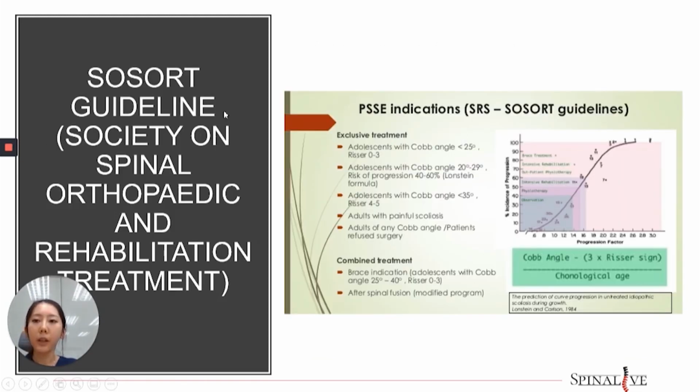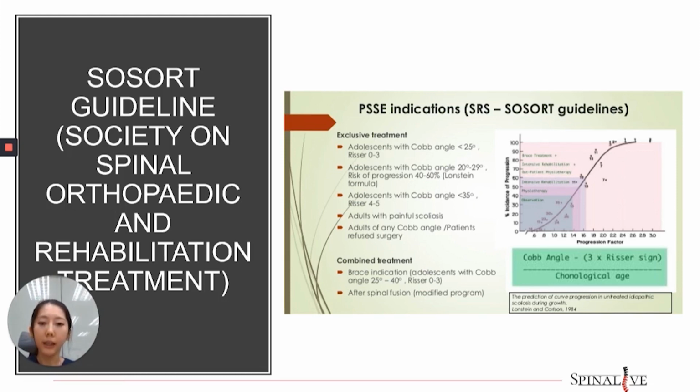So commonly, what we often do is we follow the SOSORT guideline, which is the Society on Scoliosis Orthopaedic and Rehabilitation Treatment. If you look into this chart, there is observation, there is physiotherapy, there is intensive rehabilitation, and anything above 1.6 or 1.625 and above, you see outpatient physiotherapy, intensive rehabilitation, meaning besides coming in more frequently or seeing your patient more frequently for prescribed exercises and brace.